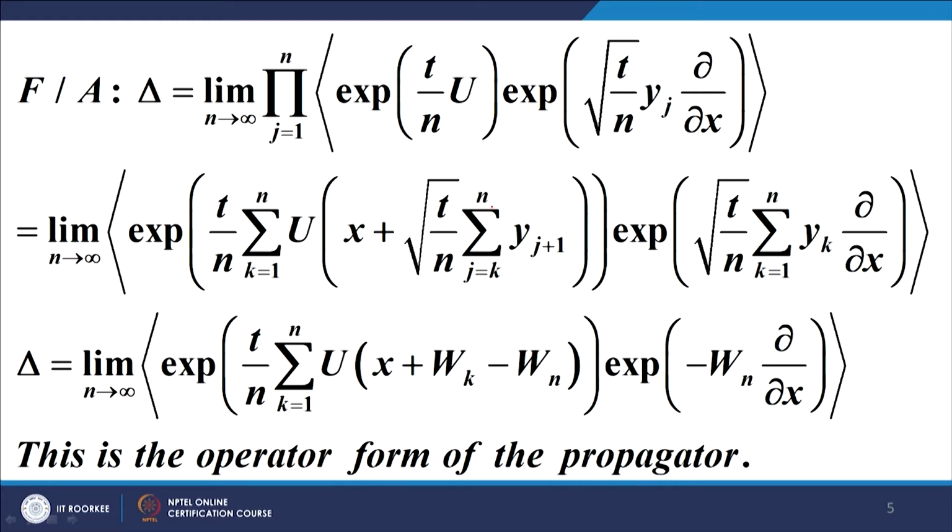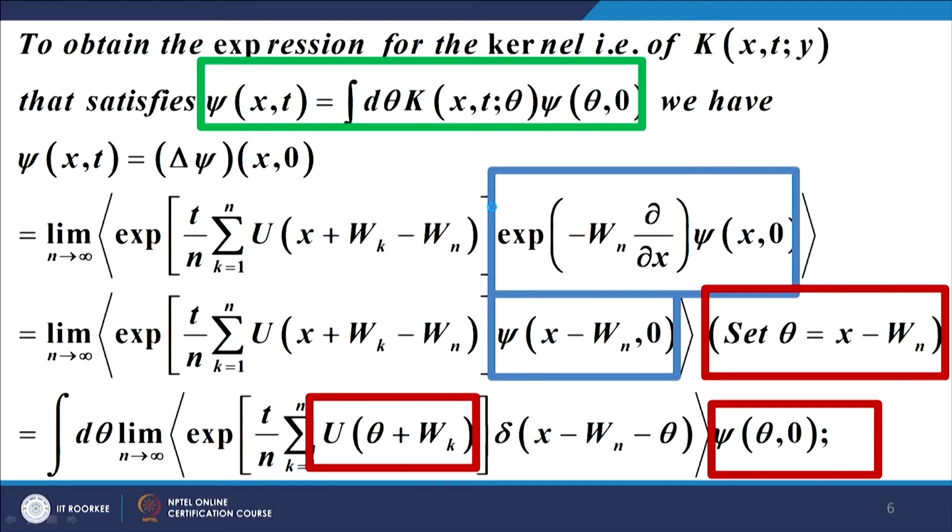So, this is the operator form of the propagator. Why operator form? Because it contains the derivative operator to the extreme right. Now, we move on to find the expression for the kernel. The kernel has to satisfy this equation which is given at the top in the green box: psi of x, t is equal to the integral d theta of kernel x, t subject to 0, theta, psi theta comma 0. In other words, it transforms the state psi theta, 0 to the state psi x, t.